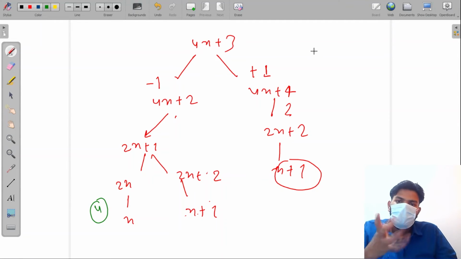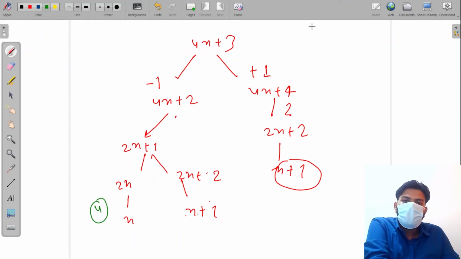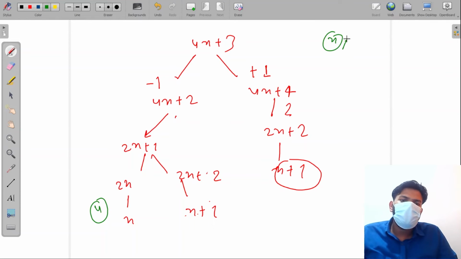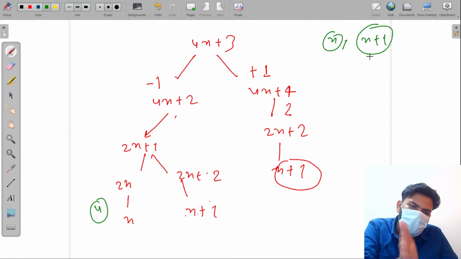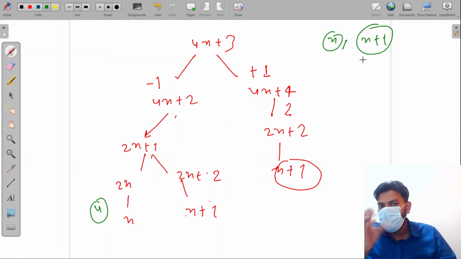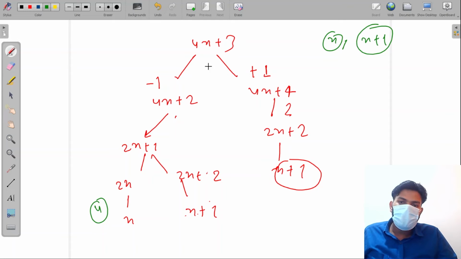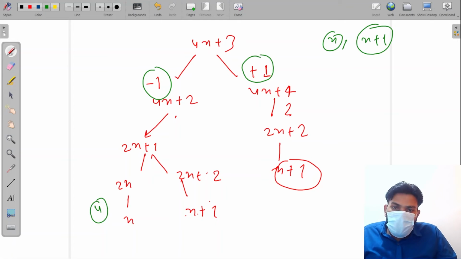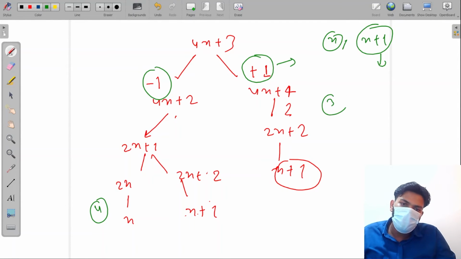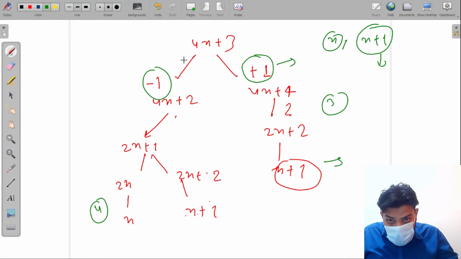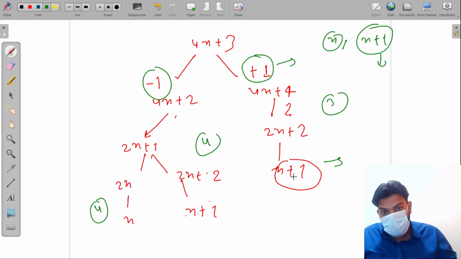Okay, so in this case what you have to do? You don't know whether x is advantageous or x plus 1 is advantageous. But you have to decide. How can you decide whether minus 1 will be better or plus 1 will be better? If x plus 1 is advantageous, then this step is better. Why? Because it takes only 3 steps to reach this stage, and the other will take 4 steps. So this step is better for x plus 1.